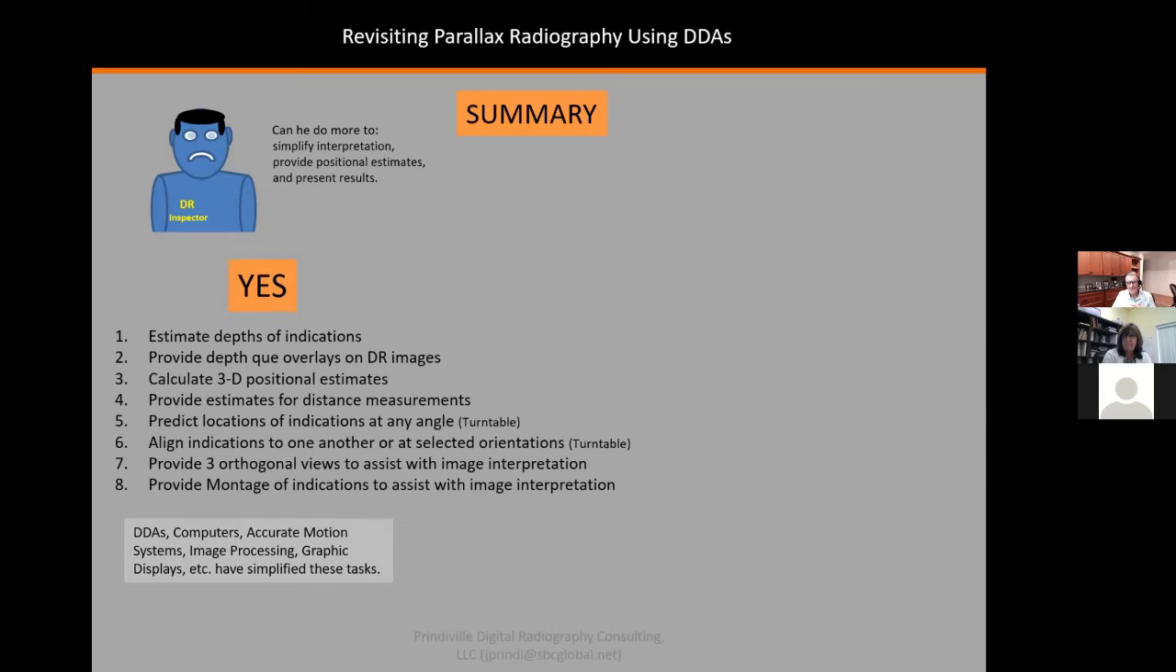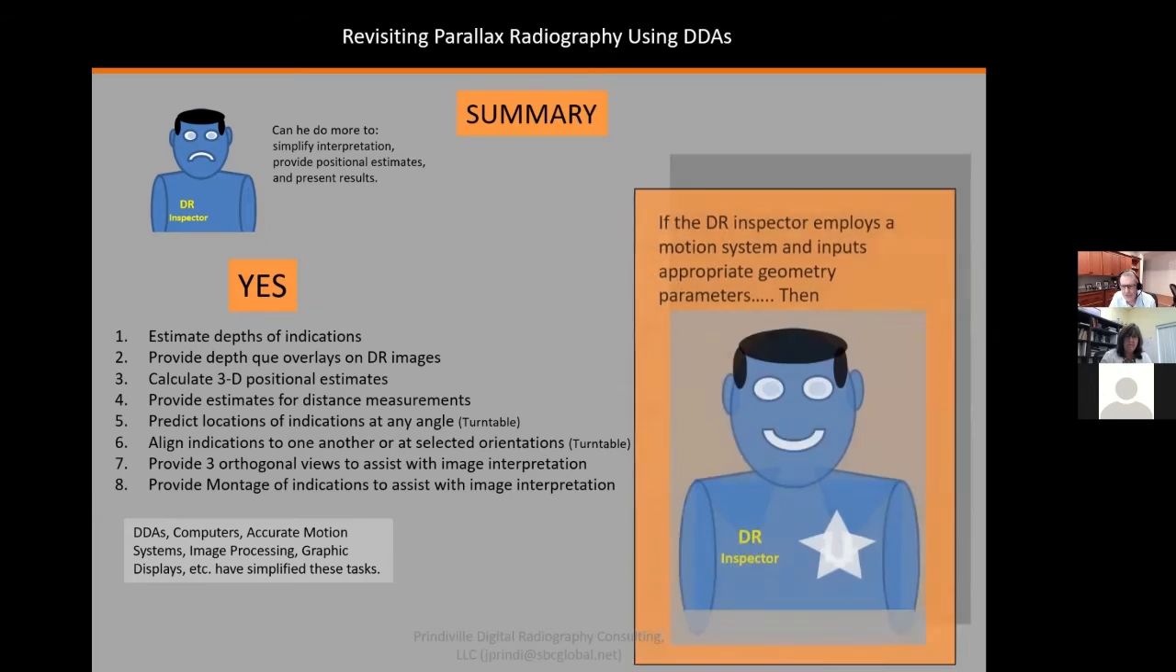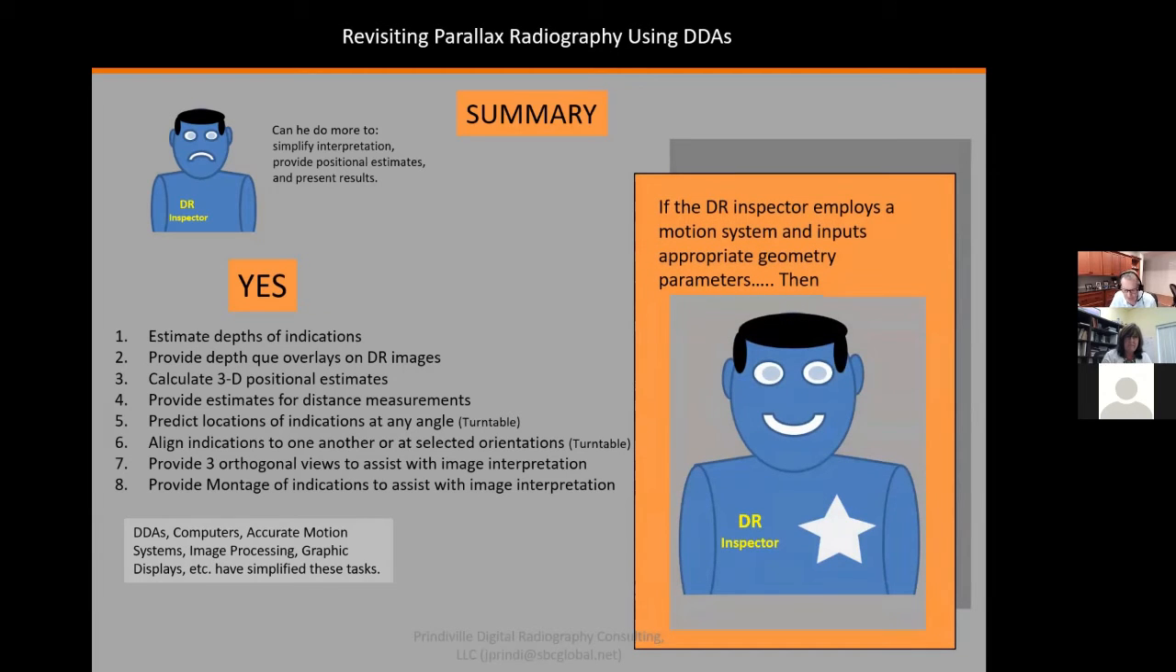We can estimate the distance better than you probably can from just this standard projection radiograph, because you can get the alignment the way you want it, and you don't even have to show that alignment. You can predict the locations of any indications at any future angles you may want to acquire. You can align indications to one another at selected orientations if you have a turntable. We can provide 3 orthogonal views, and we can provide a montage of indications to assist. These are things you can do. I would think something like that might help make things a little bit simpler and easier for image interpretation.